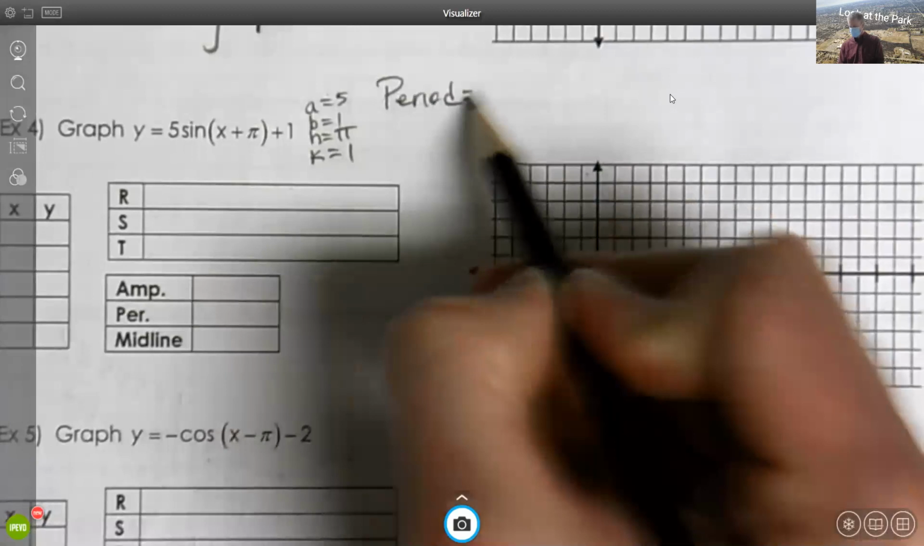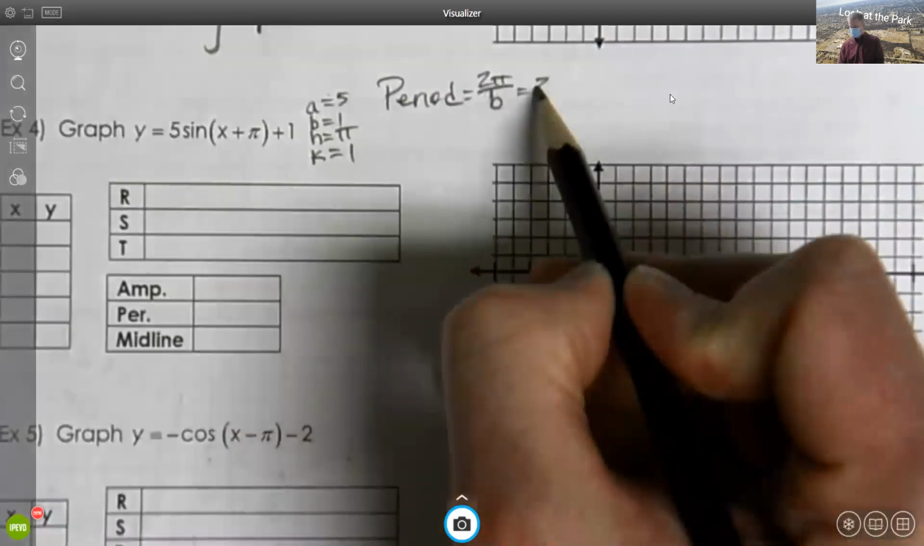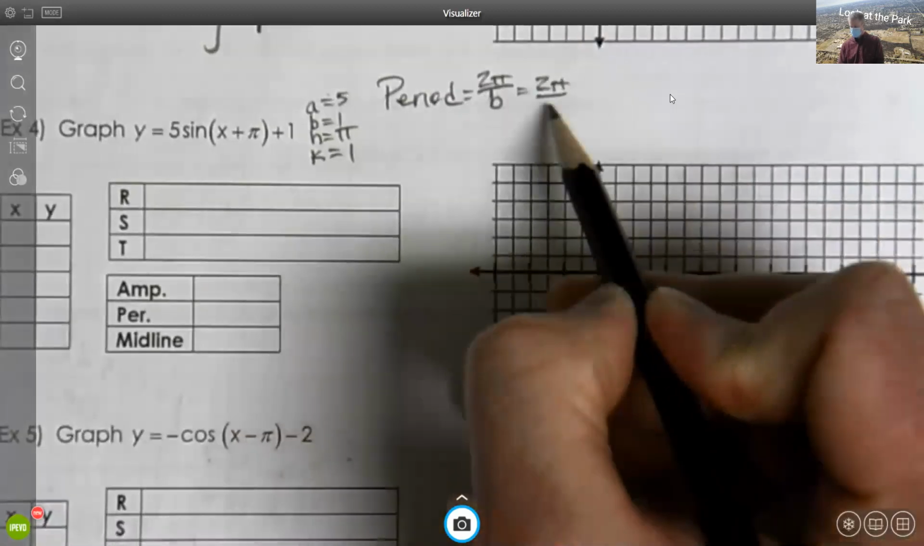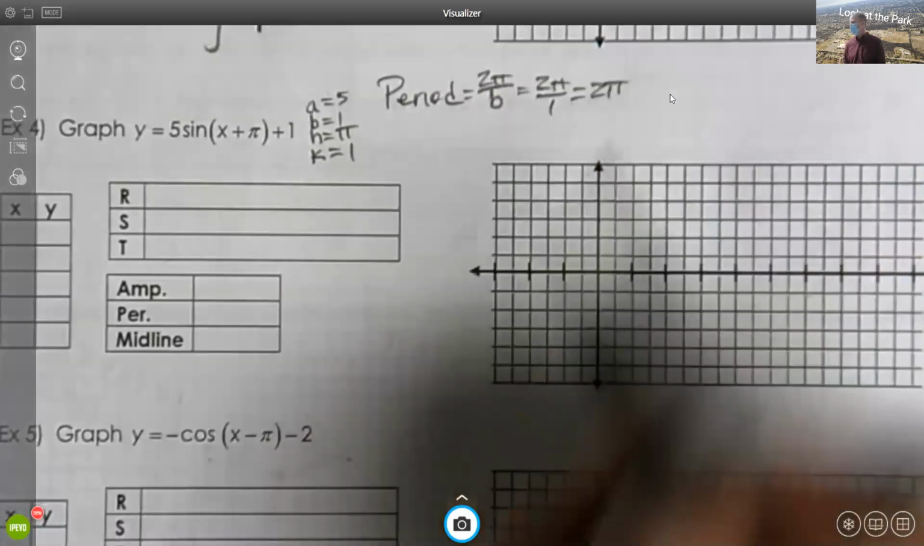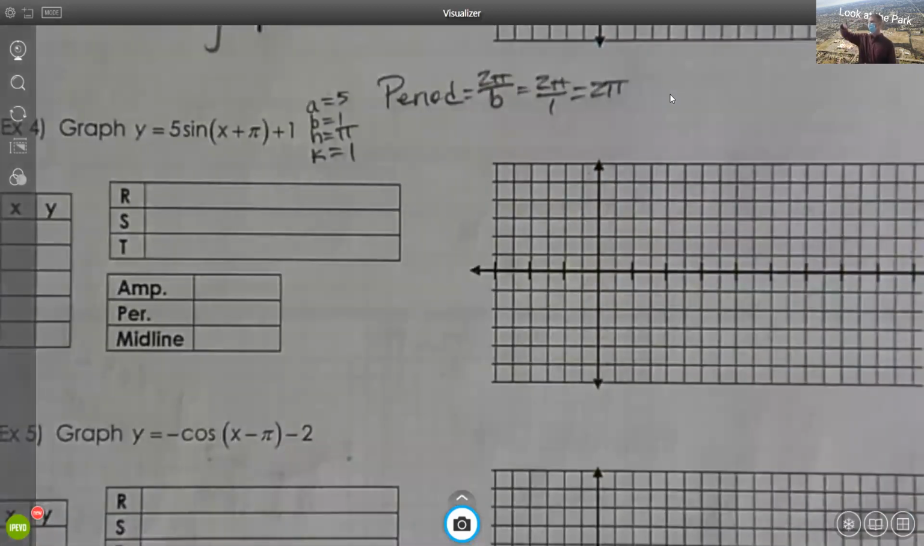The period is 2 pi divided by b. That's 2 pi divided by 1. Of course, that's 2 pi. That means it's going through the graph at the same speed it always would from the parent function.